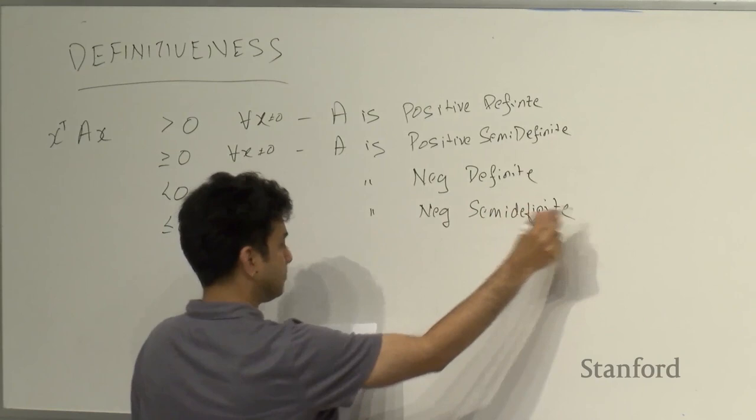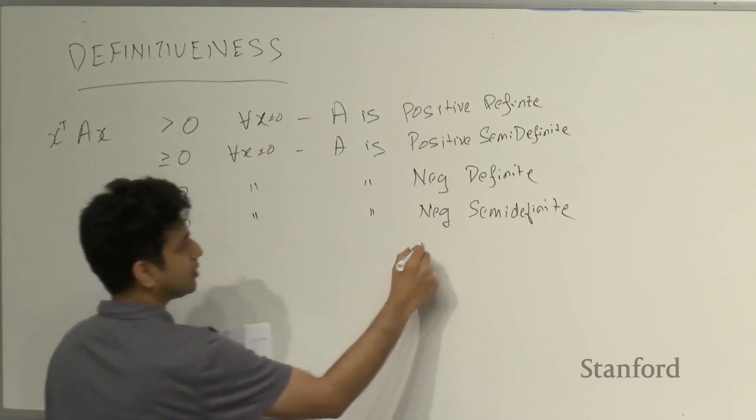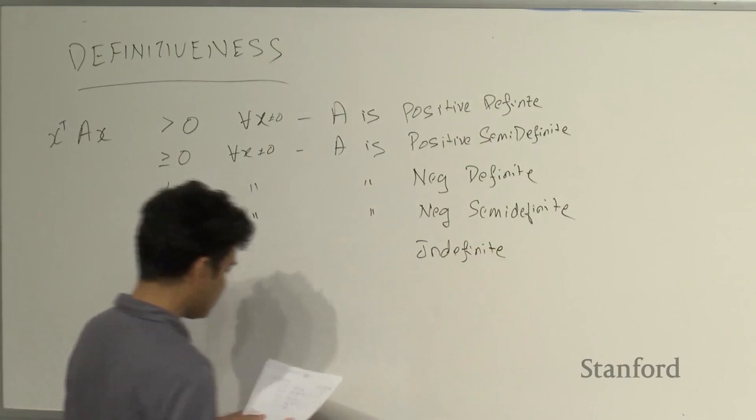Right? And if you cannot say any statement about this, where for some values of X it is greater than 0, and for some values of X it is less than 0, then we say it's just indefinite. So this is the definition of what is a positive semi-definite matrix or a positive definite matrix.